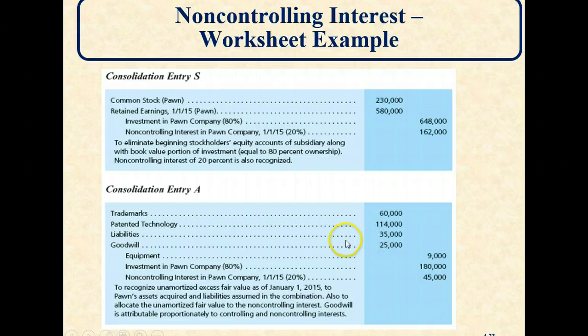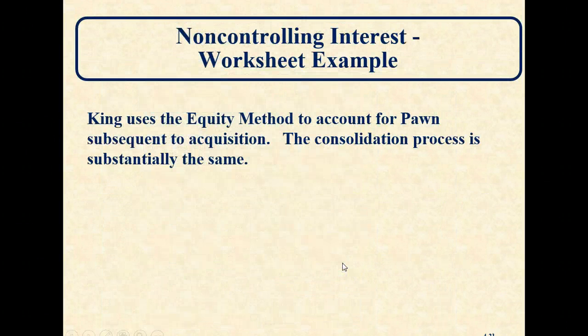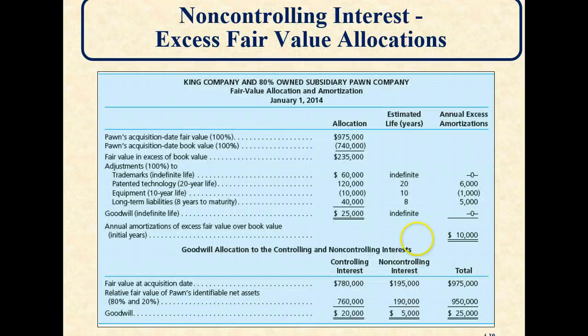Then we are going to show the $10,000 amortization on these. So basically, if we go back here, I apologize, if we go back here, we see the patented technology has a 20-year indefinite life. Okay? So we're going to take 6 on that each year. We're going to take 1,000 against the negative equipment, and we're going to take 5,000 against the long-term liabilities.